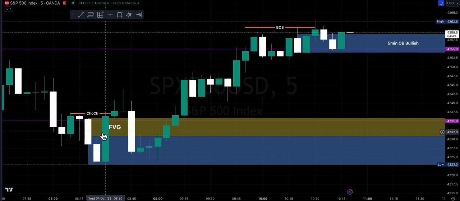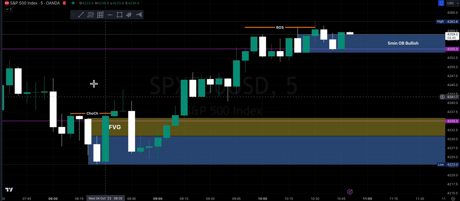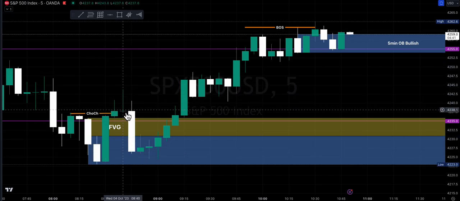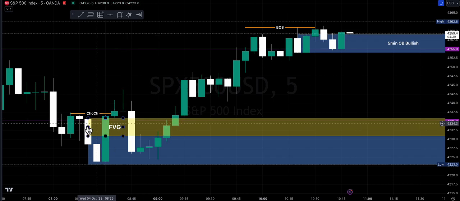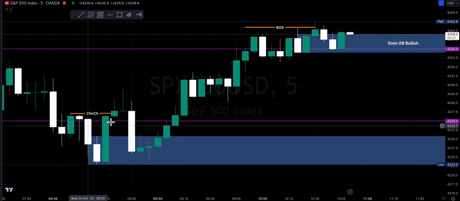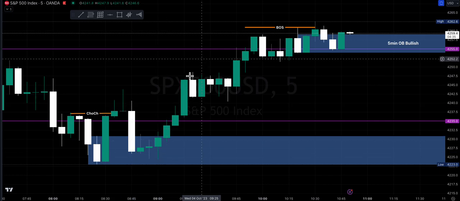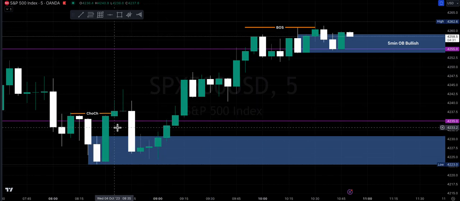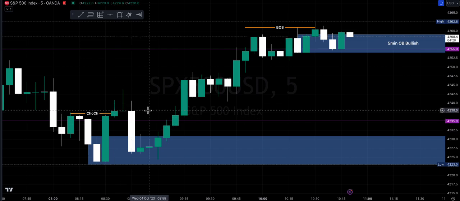That means some orders were left behind there since we had a big move, and price needs to come back down to the fair value gap. So as you can see, price came over here, came back down, filled the fair value gap, or closed it, came to this order block, and then pushed up. So when there's an order block and a fair value gap to it, the order block becomes stronger. It is more valid. All right.